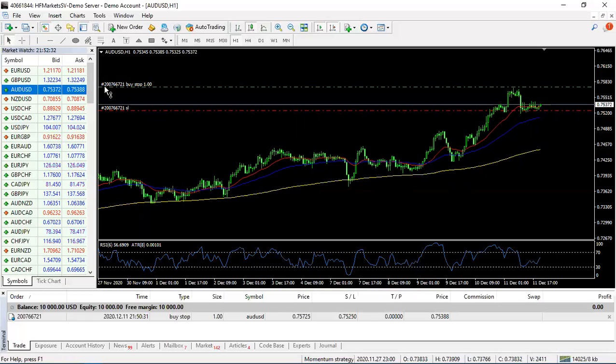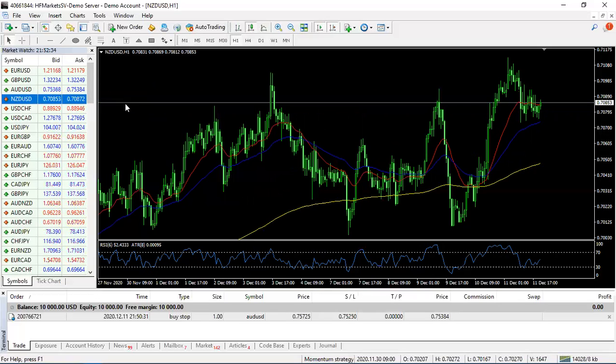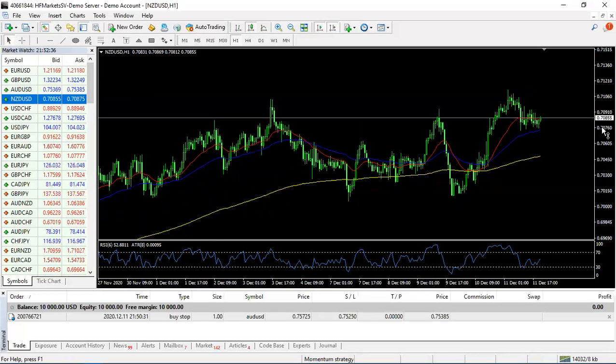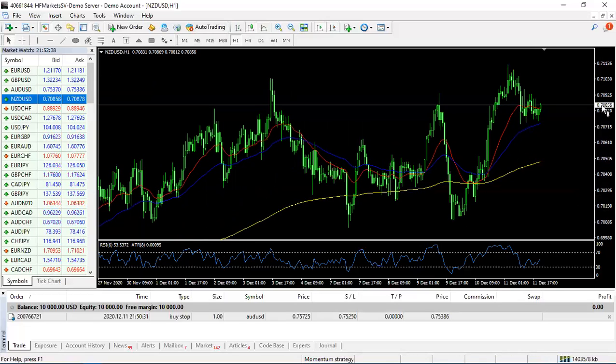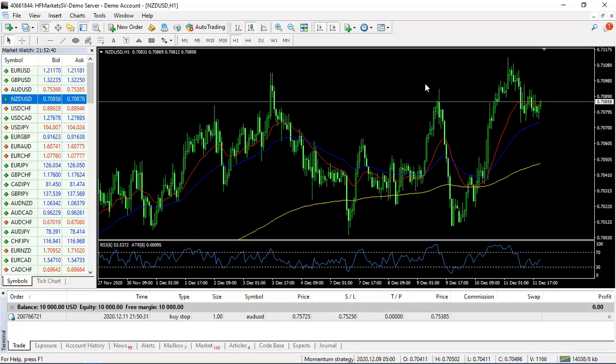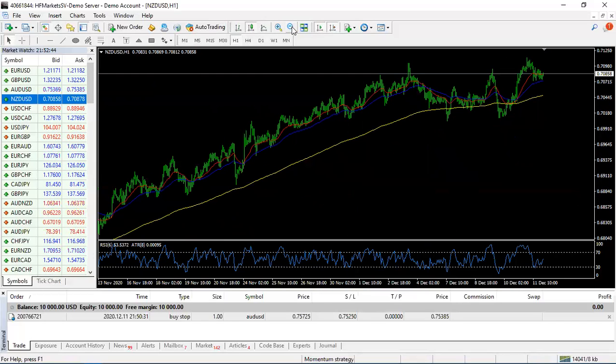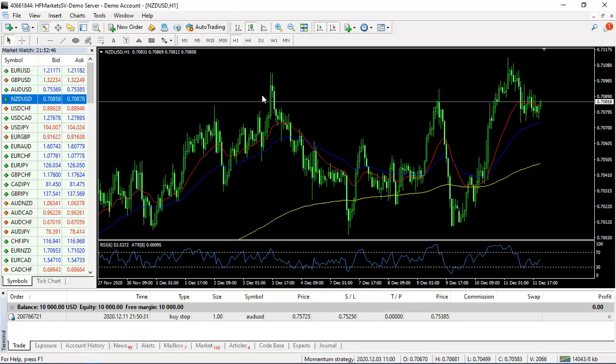Then we can go on to the next, New Zealand USD. We have a buy position, but already I'm uncomfortable with the trade because it's a bit of a sideways market. I don't see a specific trend from the recent future. Okay, from the past few days, probably, yeah. We don't have any specific trend in the market, so I'm going to avoid this.